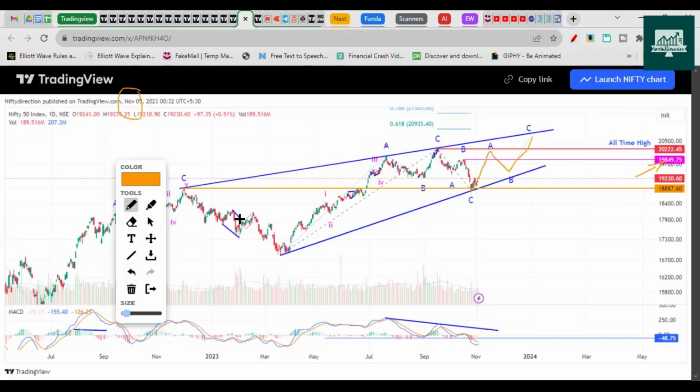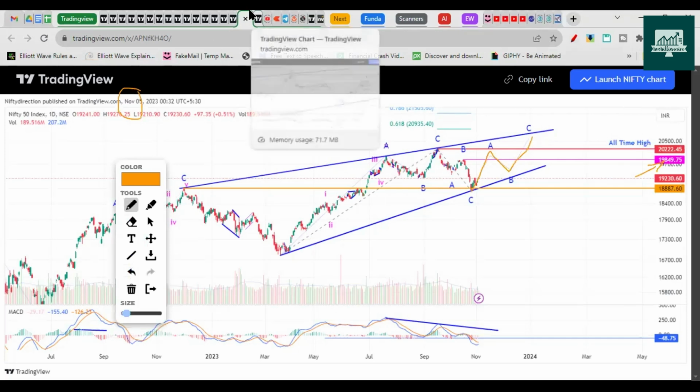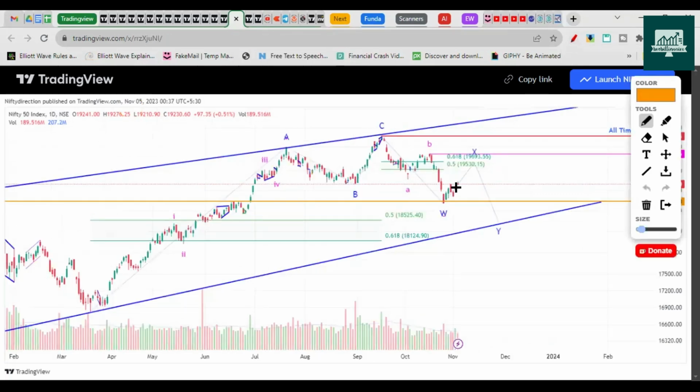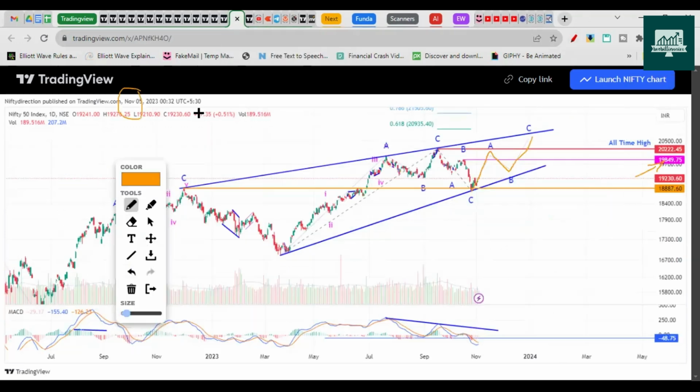There was another chart as well that we discussed. This was the other chart on the same day. We mentioned that if Nifty is able to break this low of 3rd November, then Nifty will move like this and it can make another low as a double zigzag correction. But this didn't happen, so we can delete this chart.